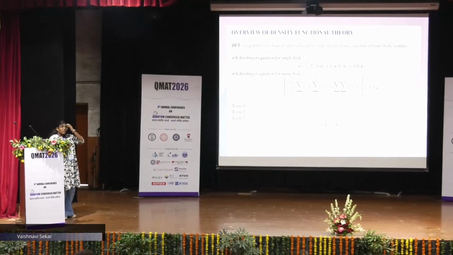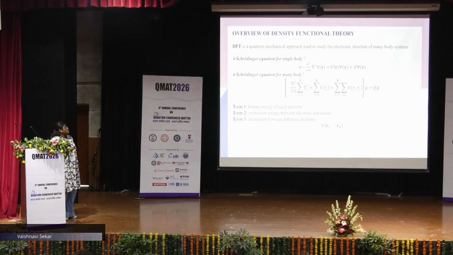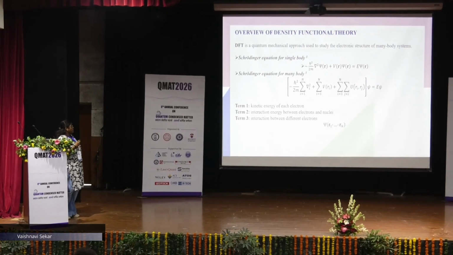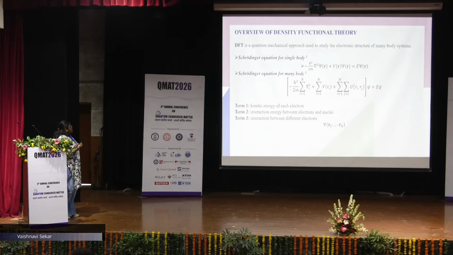In the case of Schrodinger, we can solve the equation using a single electron, but in a system consisting of hundreds of electrons, we will be using density functional theory, which is a quantum mechanical approach used to study the electronic structure of many-body systems. The Schrodinger equation for many body is given as the second equation, where the first term is the kinetic energy of each electron, the second term is the interaction energy between the electrons and nuclei, and the third term is the interaction between the different electrons.